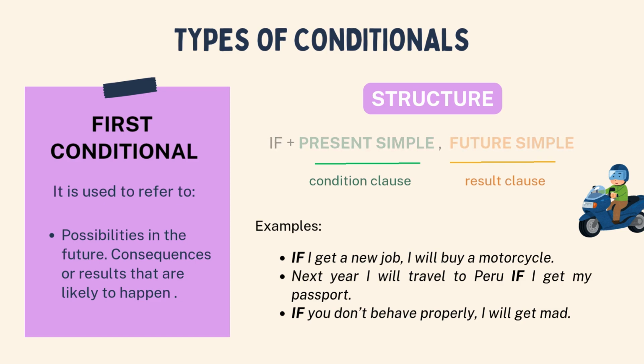For example, if I get a new job, I will buy a motorcycle. Here, there is a possibility of me buying a motorcycle because now I have a new job. Look at this second example. It says, "Next year I will travel to Peru if I get my passport." Notice how we changed the order of the sentence, but the idea continues being the same and we do not include a comma anymore.